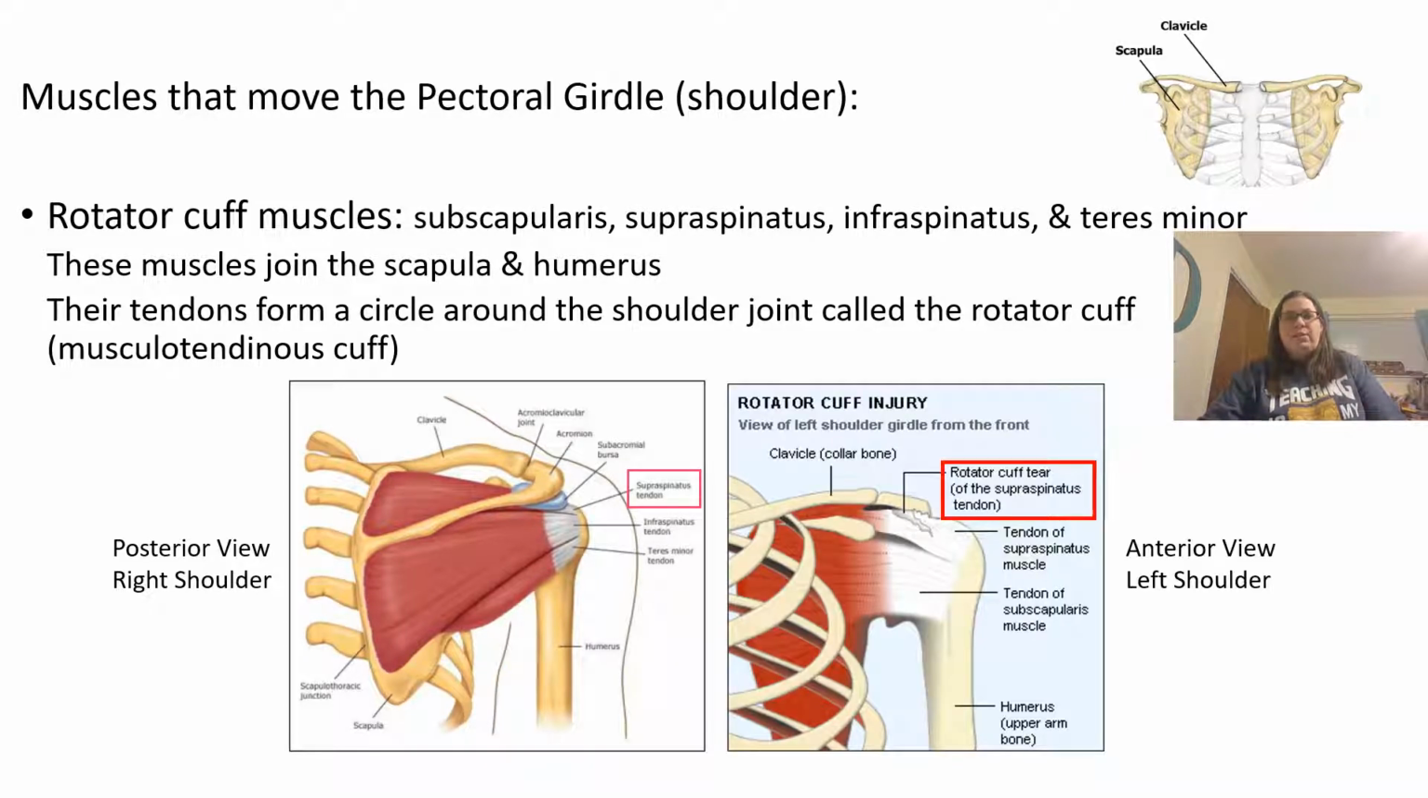Okay, so this is going to be the back side that you see here, posterior, and then you have the anterior side. A lot of times when we have rotator cuff injuries, some of these tendons have been torn and they need to be actually surgically repaired.